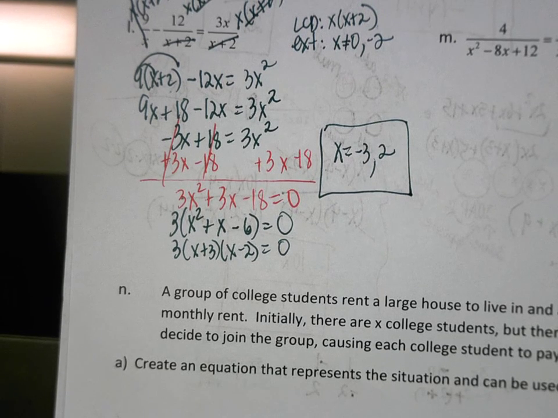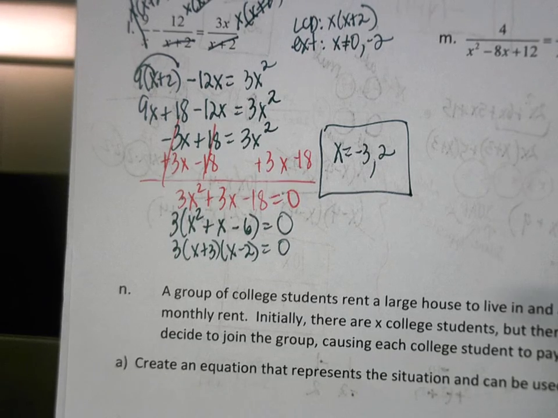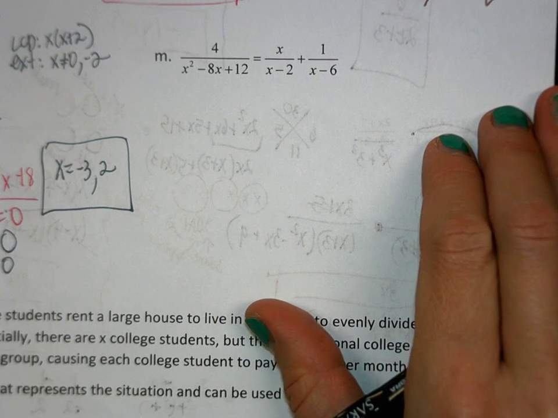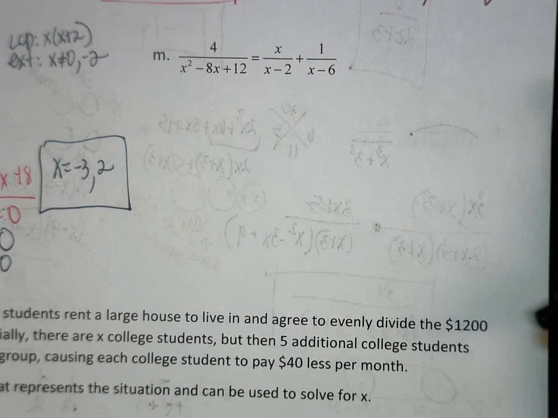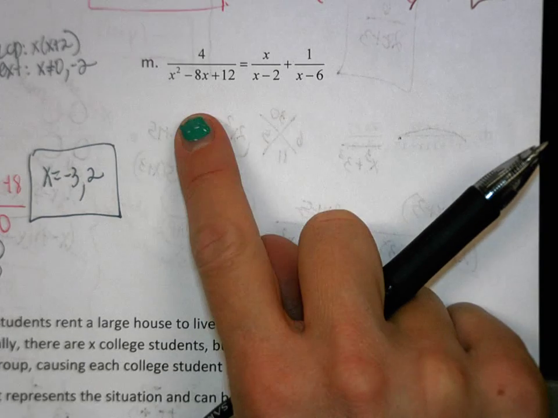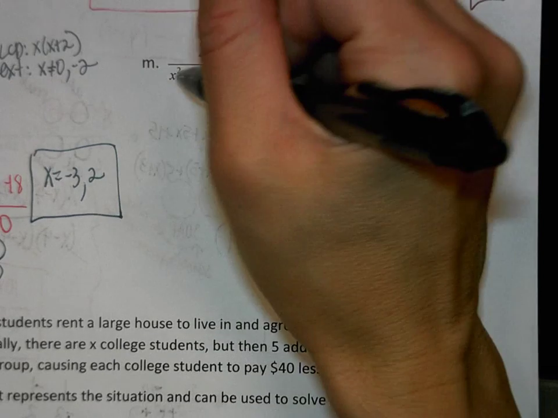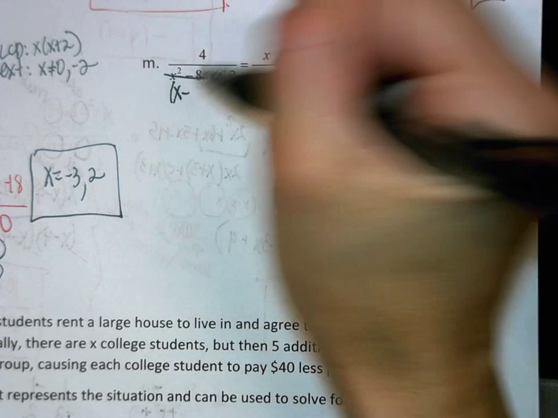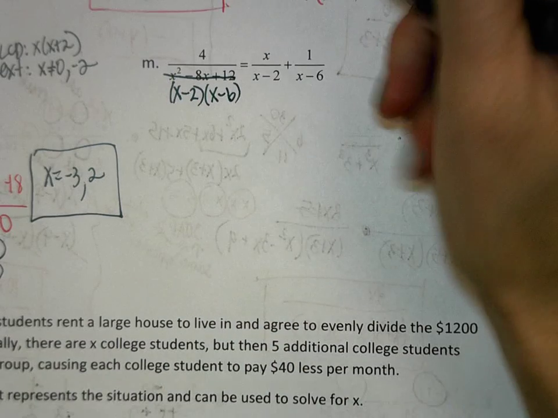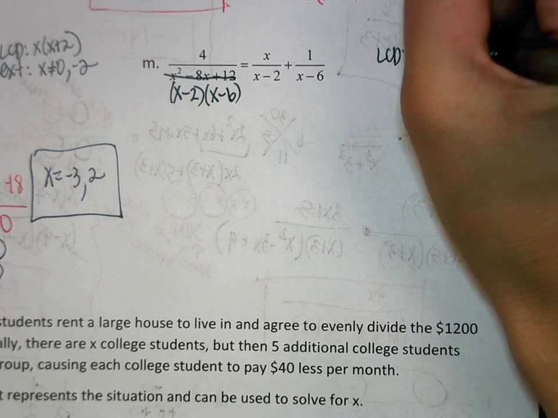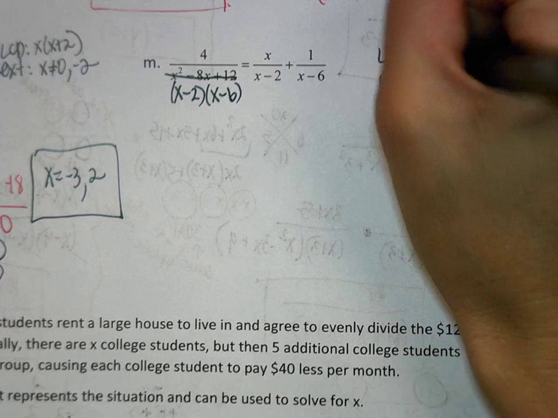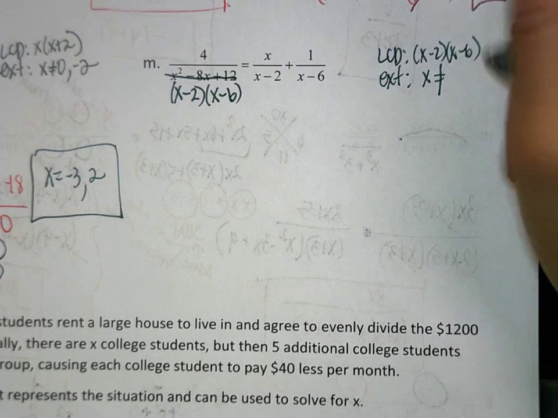All right, are you guys ready to move on to M? Okay, so what do you think we should do first on this problem for M? Factor the square. Yeah, I would factor my denominator to help me find the LCD and your extraneous solutions. And so is there anything that multiplies to be 12 and adds to be negative 8? Good. So I'm just going to cross that out and write it as x minus 2 and x minus 6. So that means that my LCD is what? Good. X minus 2, x minus 6. And my extraneous solutions are going to be? 6 and 2. Good. 6 and 2.